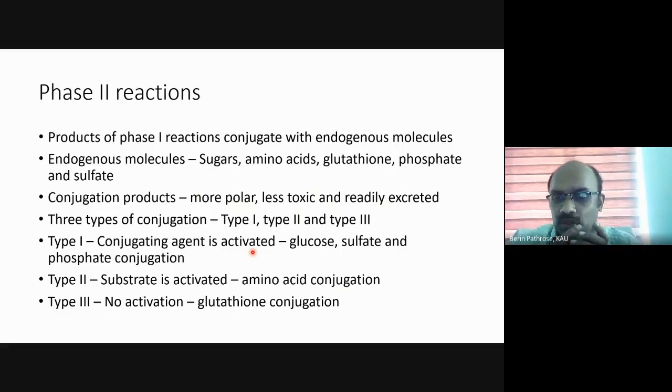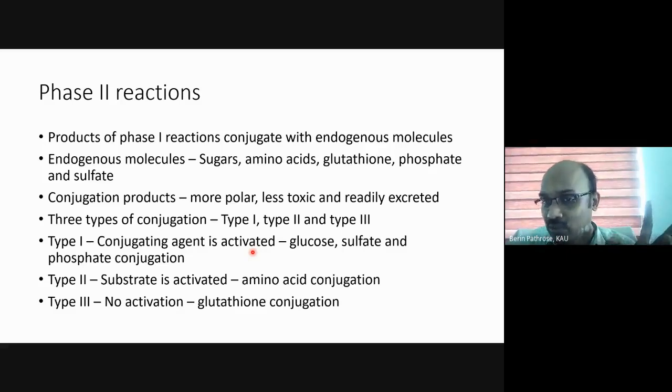I think Bindu mentioned uridine diphosphate glucosyl transferase. This is the enzyme which transfers uridine diphosphate glucose to the pesticide to conjugate with it. Here, the conjugating agent is uridine diphosphate glucose. So here the conjugating agent is activated. The substrate, that is the pesticide, is not activated.